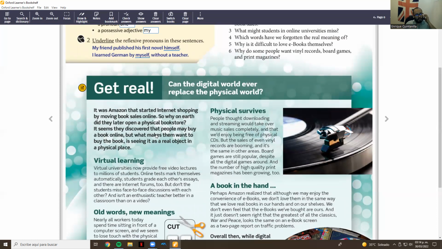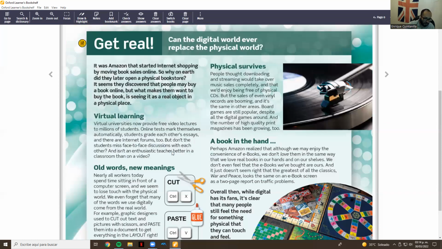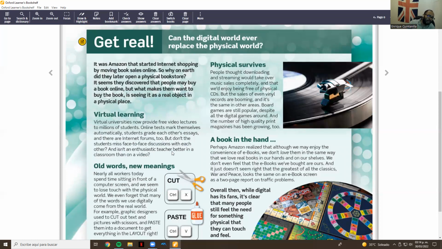It was Amazon that started internet shopping by moving book sales online. So why on earth did they later open a physical bookstore? It seems they discovered that people may buy a book online, but what makes them want to buy the book is seeing it as a real object in a physical place. Most people, including me, prefer a physical book rather than a digital book. But if I don't have another option, then I have to accept that it has to be digital.